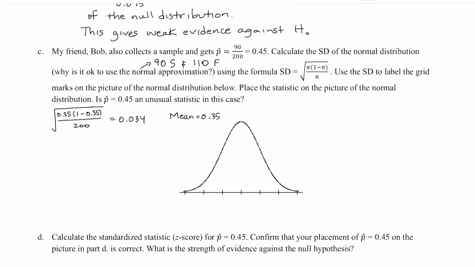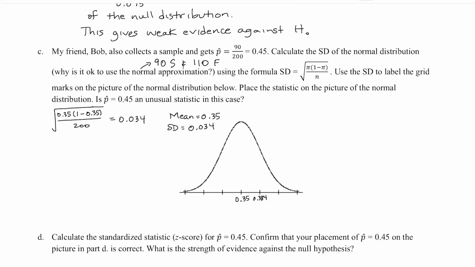So for this normal distribution, if I were in the applet and I could click on the summary stats, the mean is still going to be 0.35 because that's the value I assumed in the null hypothesis. But now notice the standard deviation is quite a bit less. It's less than half as much as it was before when I have this larger sample size. So right in the middle of the distribution is the 0.35, and then to fill in the grid marks to the right of that, I'm going to add 0.034, and I get 0.384.